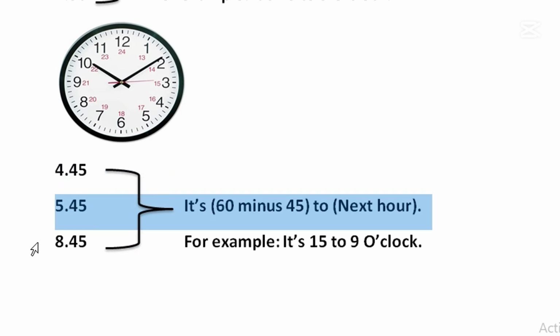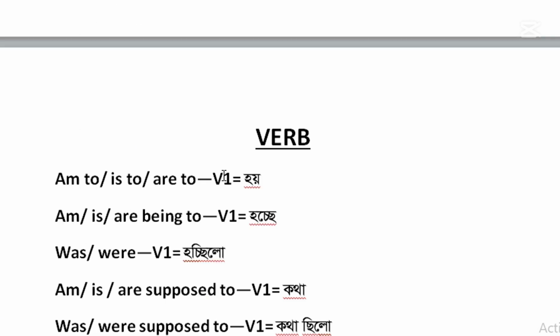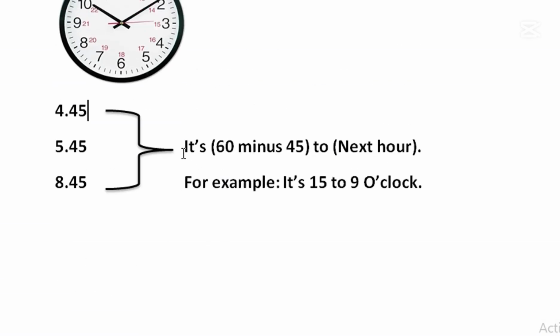Let's get started. It's 60 minus 45 to next hour. We'll cut out 45 from 60 and then to next hour. If the hour is 4 and the next hour is 5. For example, we can say it's 15 to 9 o'clock.